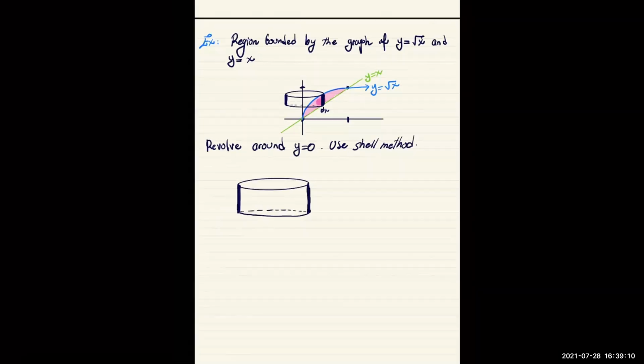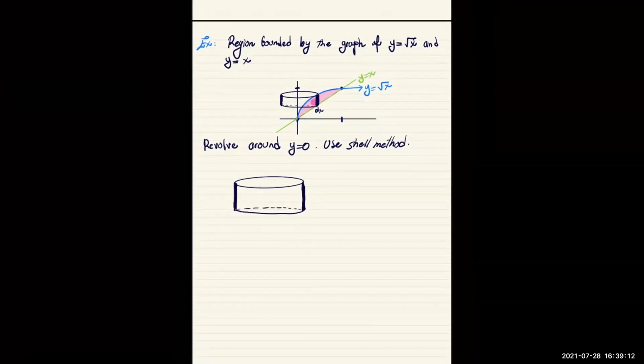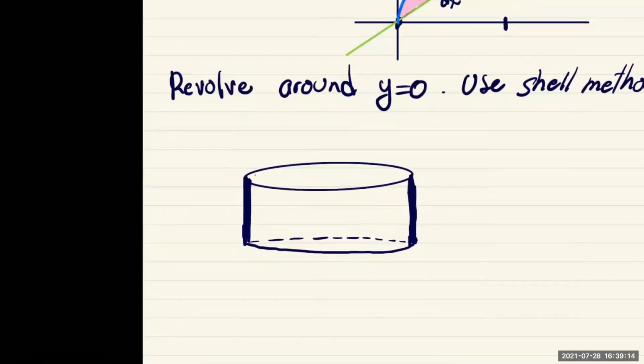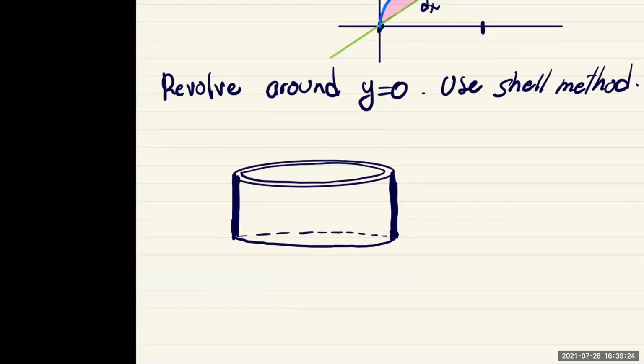Okay, so here's our cylindrical shell. And you know what? I should also try to draw that because of the thickness, right? So this is the thickness of that cylindrical shell. Okay, that's our delta x or dx.